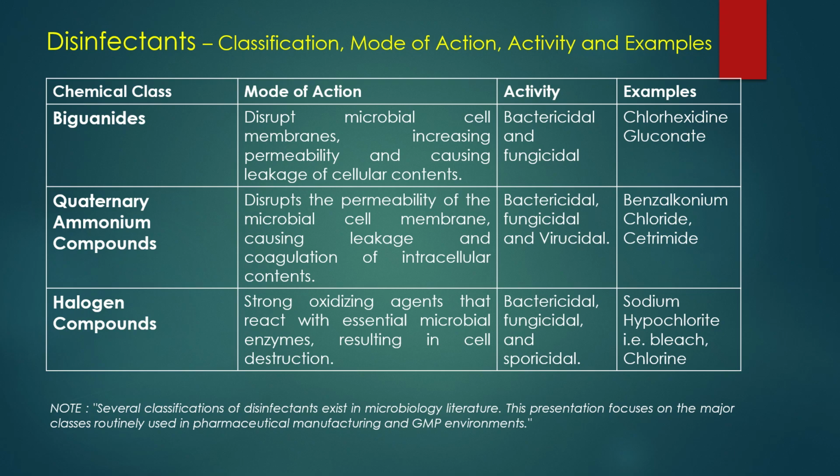Quaternary ammonium compounds such as benzalkonium chloride and cetrimide disrupt the permeability of the microbial cell membrane, causing leakage and coagulation of intracellular contents. They are bactericidal, fungicidal, and virucidal. Finally, halogen compounds such as sodium hypochlorite and chlorine are strong oxidizing agents that react with essential microbial enzymes, resulting in cell destruction. They are bactericidal, fungicidal, and sporicidal.